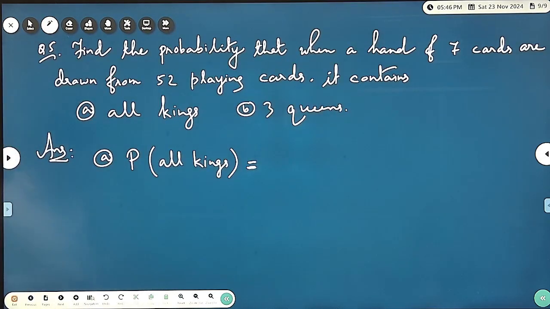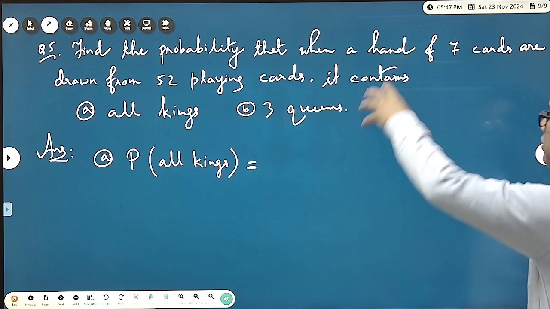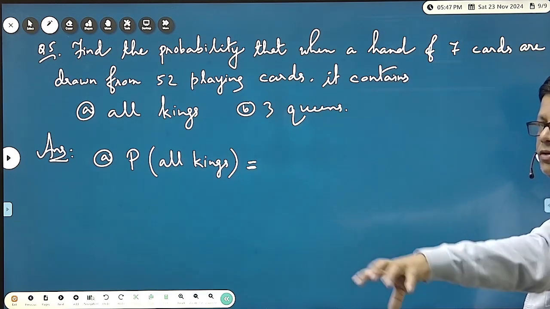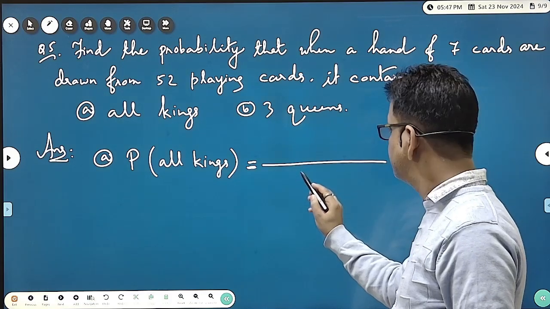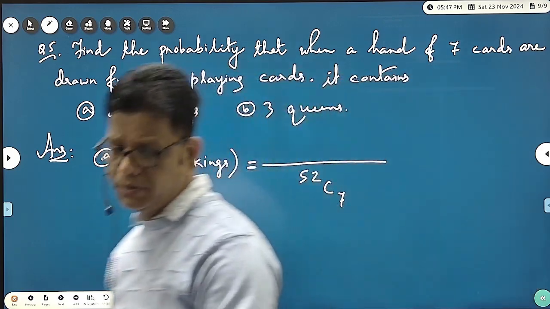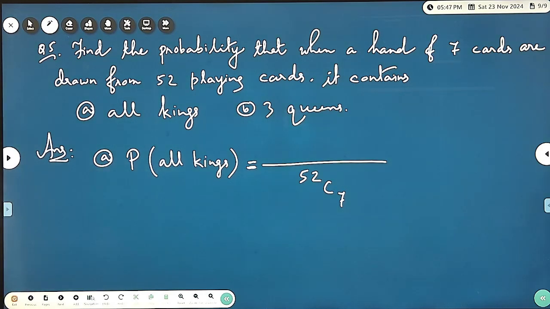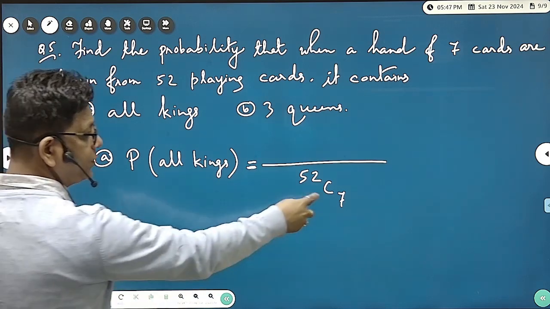Now, yesterday we discussed that there are 52 playing cards. From 52 playing cards, how many cards are drawn, not one by one but all together in one hand? 7. So in total, how many ways can it be done? From 52, 7 cards are taken. Why 52C7? Because I can take this 7 or some other 7 cards. So in how many ways is it possible? 52C7.